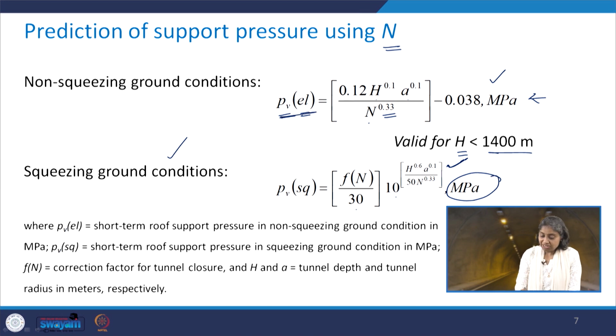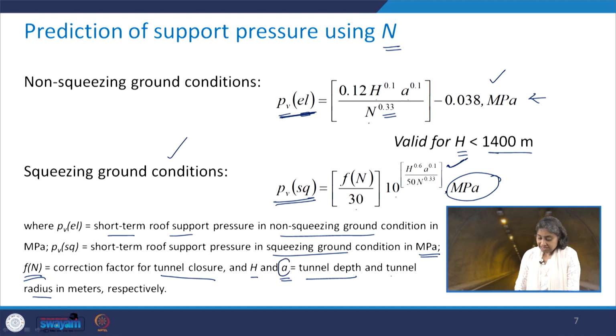Now this P_v elastic and P_v squeezing are the short term roof support pressures in non-squeezing ground condition and squeezing ground condition respectively, and both are in megapascal. Fn is a correction factor for the tunnel closure, and H and A are the tunnel depth and tunnel radius in meters respectively. Remember, A is the tunnel radius and not the diameter.